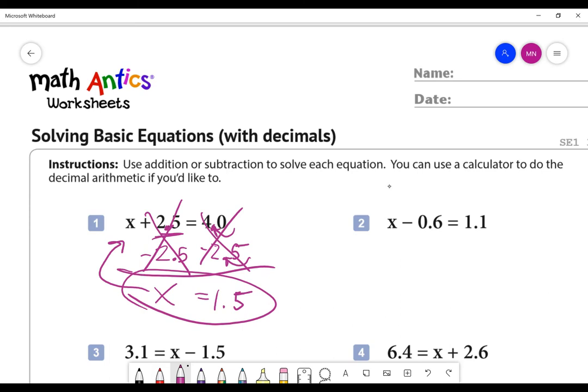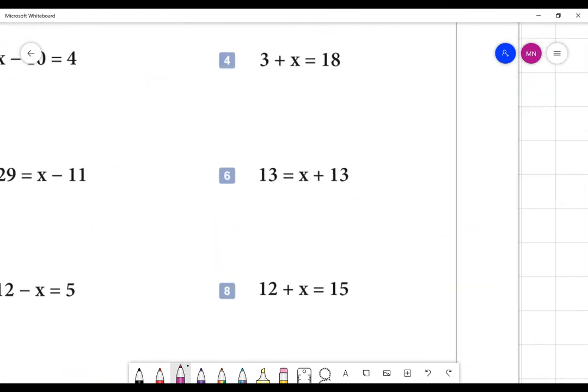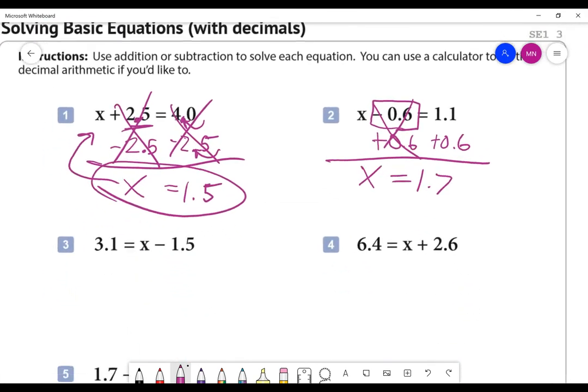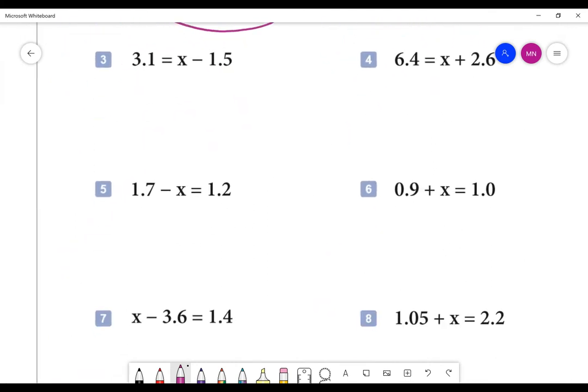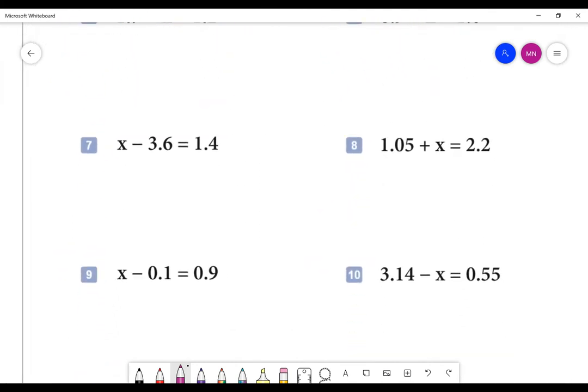All right, so now we're going to go x minus 0.6 equals 1.1. So here I want to get rid of that minus 0.6. So what I'm going to do is add 0.6. Here, that gets rid of my minus 0.6. What I do to one side of the equation, I have to do to the other. And so here, 1.1 plus 0.6, it's going to give me 1.7. So x equals 1.7. All right, so you're going to continue on with problems just like that. Just remember, as you get down here, it might get a little bit more difficult.